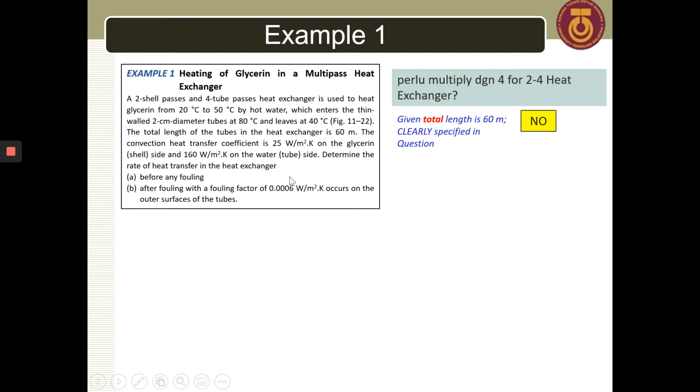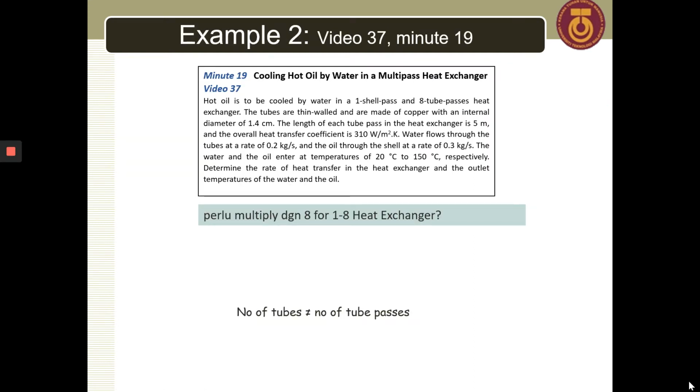I just want to highlight the one that I missed in part 1, which is the heat transfer coefficient on the tube side. It should be 160. So if you want to try this question, please do so, but I will not discuss further for this example. Let's go to the next example, which is example 2. This example is actually taken from Prof. Joshua's video, video 37 at minute 19.